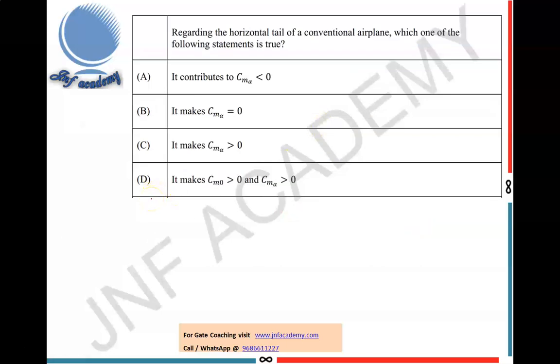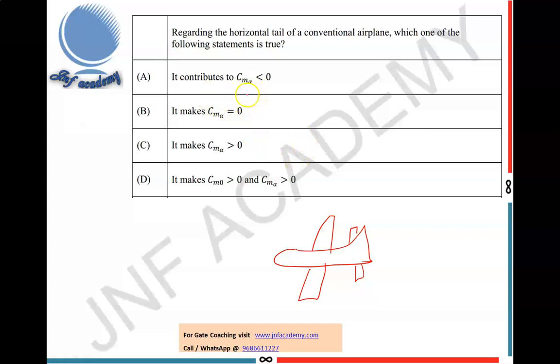Regarding the horizontal tail of the conventional airplane, which one of the following statements is true? First of all, regarding the horizontal tail of the conventional airplane: if an aircraft is like this, there will be wings here and the tail will be here. In conventional aircraft, the tail will always be at the rear, after the wing. But for certain military aircraft configurations, canard and all, the tail will be before the wing. But in this case, the tail will be after the wing. That's how the general conventional aircraft is.